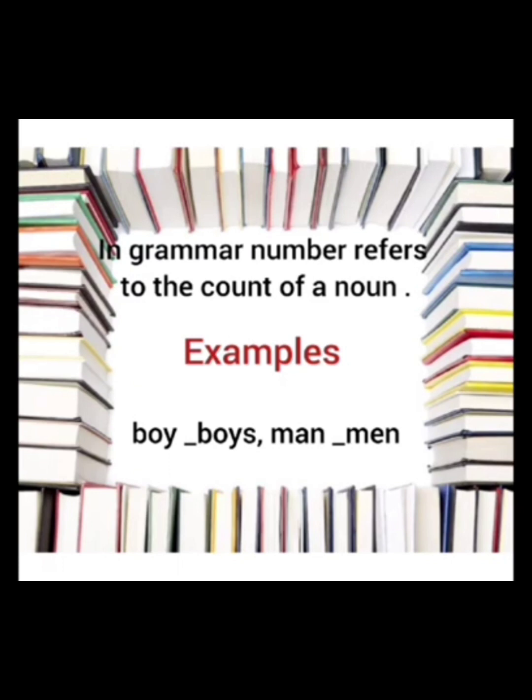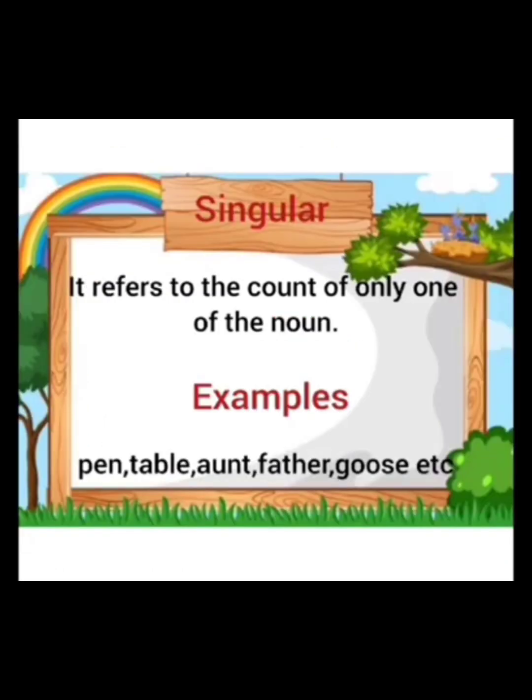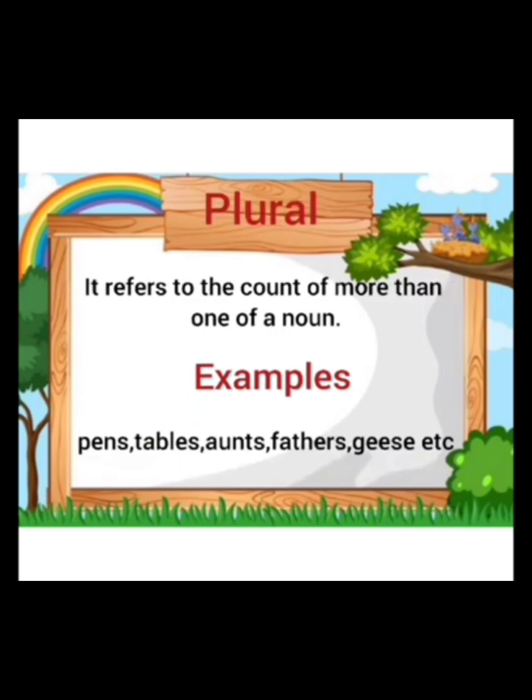There are two different types of numbers, singular numbers and plural numbers. Singular refers to the count of only one of the noun. Examples, pen, table, aunt, father, goose, etc. Plural refers to the count of more than one of a noun. Examples, pens, tables, aunts, fathers, geese, etc.